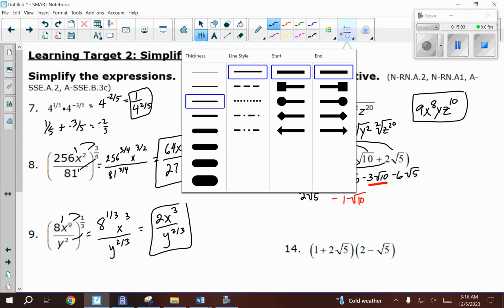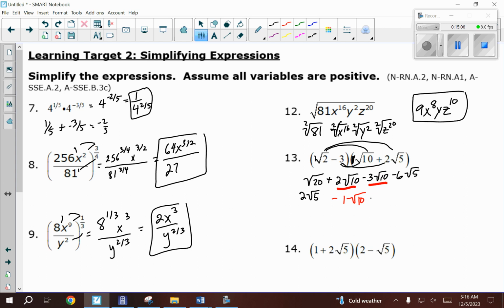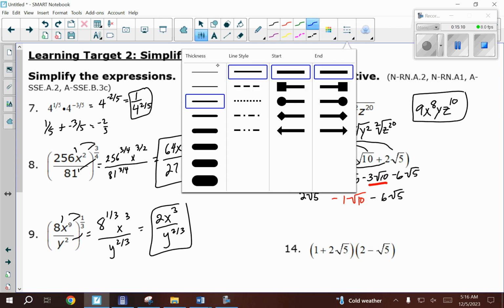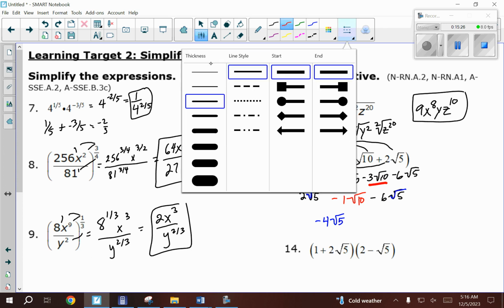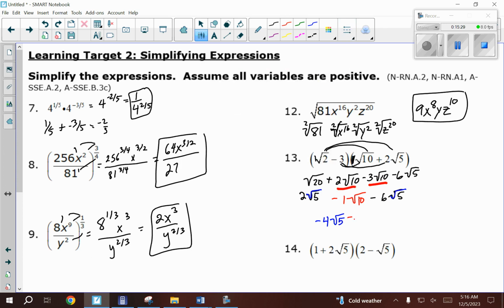And then I'm going to go back over here, and I'm going to bring this down, so minus 6 radical 5. And you can see right here that we have that radical 5. It's ugly. We have this radical 5 right here and this radical 5, so we can combine their front numbers. So 2 minus 6 is minus 4 with the radical 5. And then we just bring down that minus 1 radical 10. And just like everything else, you don't need to write the 1 in front. So that's going to be my final answer.